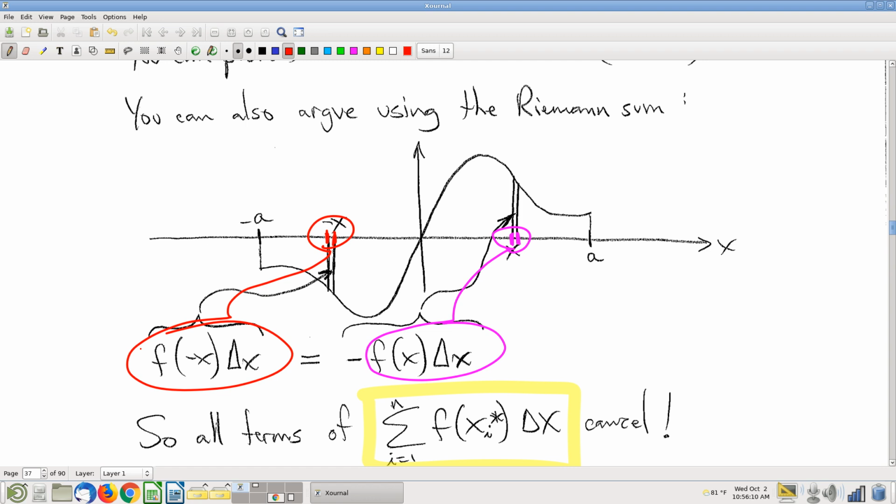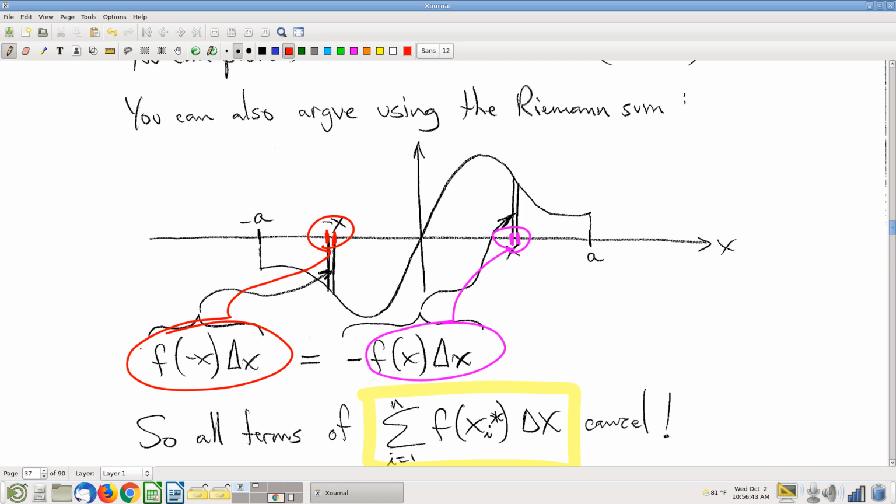On the left side and the right side, these pieces are the same size. Delta x is the same. But the value of the function on the red term and the value of the function on the purple term are negatives of each other. And so these two terms, algebraically, are exact opposites and cancel. That's going to apply for every term: every term on the right has a corresponding term on the left with which it cancels. So it adds up to 0. Everybody on board? Okay.